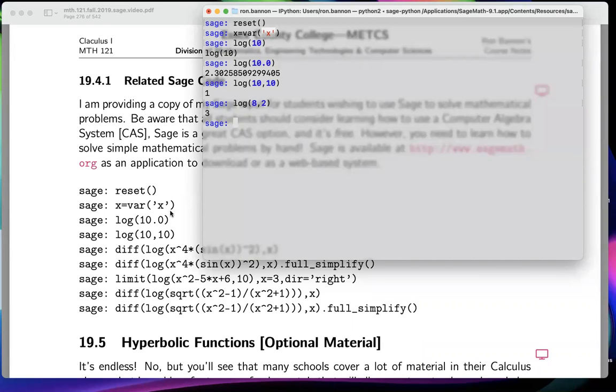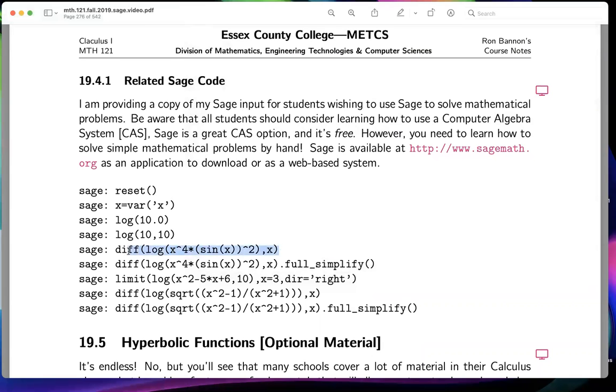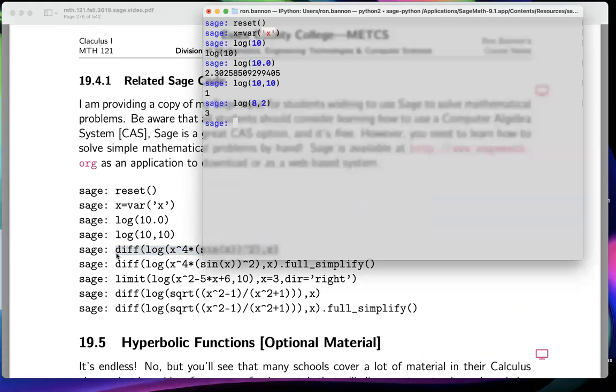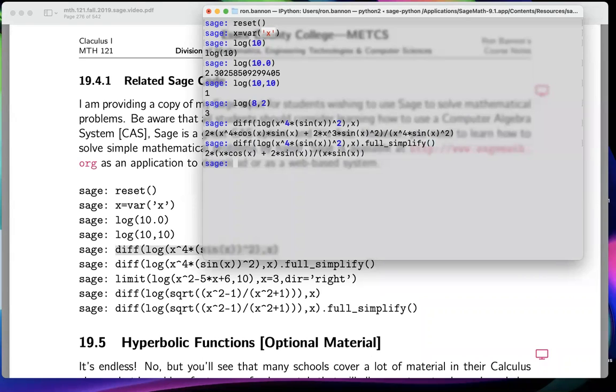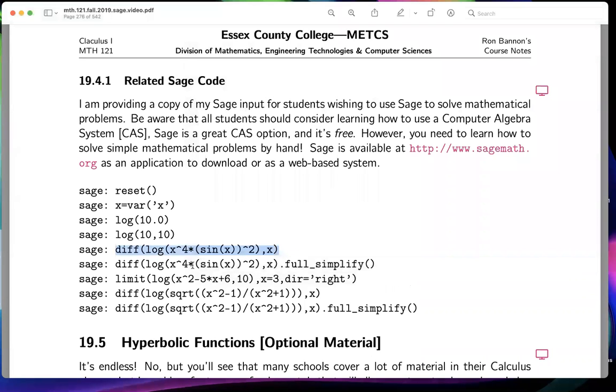Now let's do this one over here. I'm going to copy paste. And yeah, you can copy paste too if you're tired of typing. This differentiates a function, the natural log of x to the 4th times sine x squared. Well, that's not so bad. I could do that. What do they do next? They use full simplify. This has something to do with the notes. I'm going to let you look back over your notes and see where that problem is. I got an answer over there. You can see if it's the same as the one you got in the notes. So I can differentiate logs.